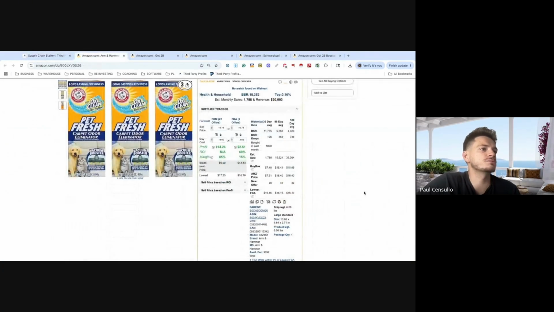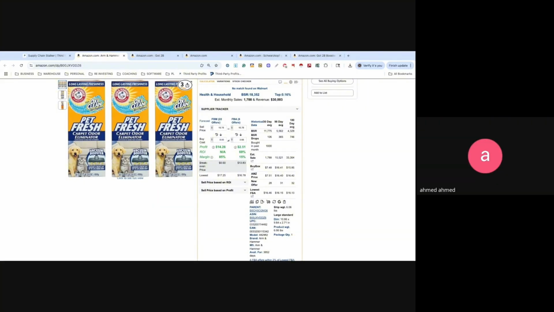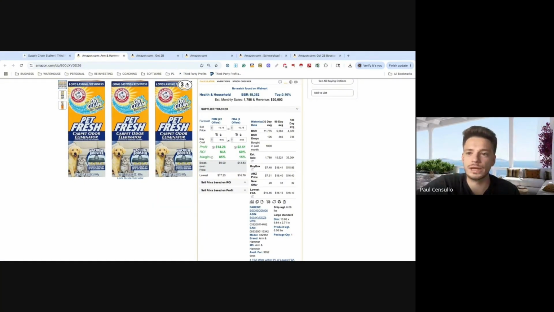So if we go back to this product, is there anything that you see that could potentially be an issue with an item like this? It's not the weight, right? Because it's 6 pounds. Exactly. The weight, yep. So since it weighs 6 pounds, it's going to cost more to ship it in, right?